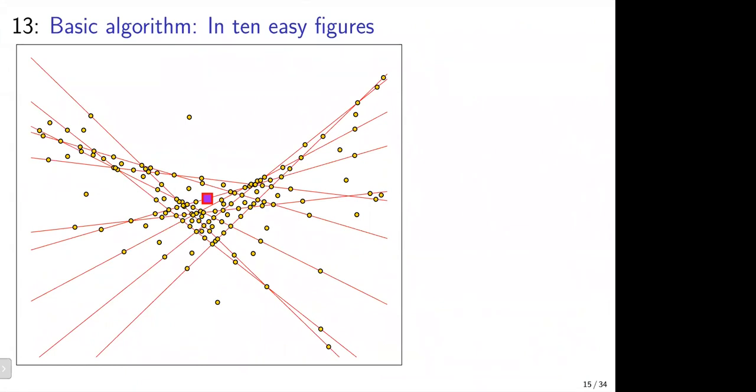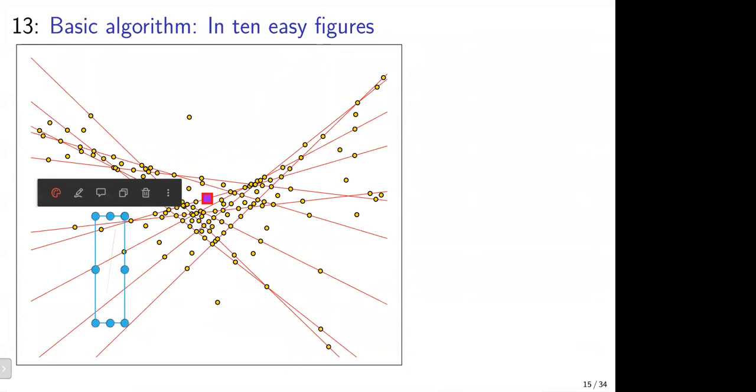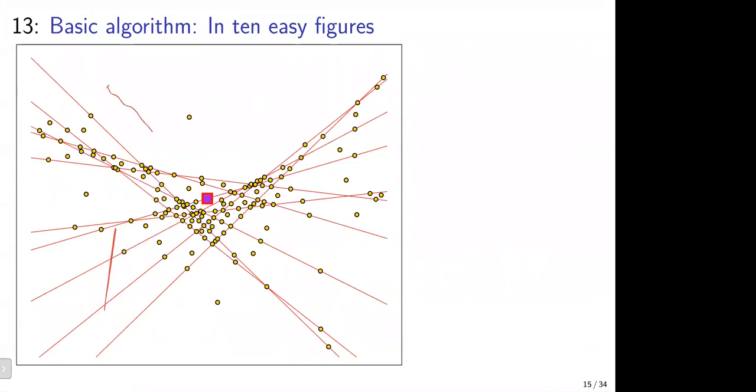To remind you, a center point is a point such that every line that passes through it has at least a third of the points on each side, right? So a center point always exists, and in the plane it can be computed efficiently.